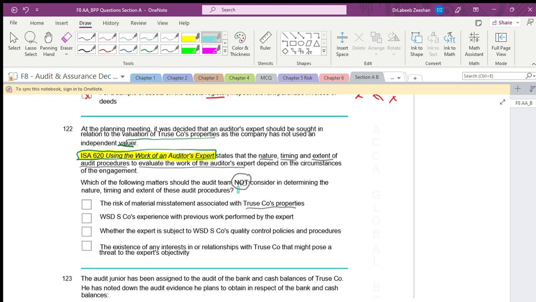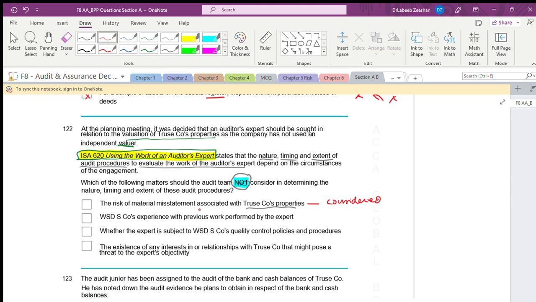Is it something we should not consider? We should not consider. See, here there is a risk related to the material misstatement. Because of this only, we are hiring the expert. So first of all, it has to be considered.